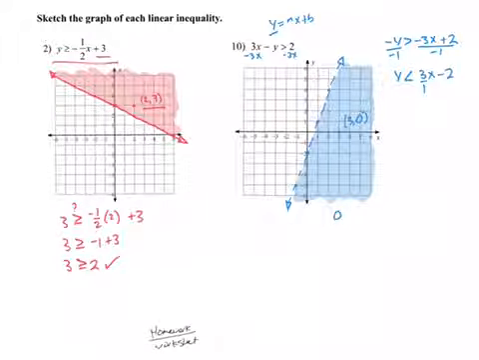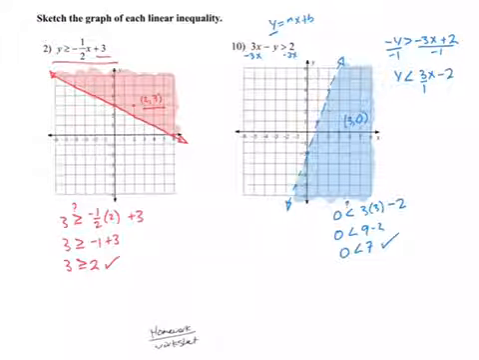So let's see, is 0 really less than 3 times 3 minus 2? Is 0 really less than 9 minus 2? Is 0 less than 7? Well, yes, 0 is less than 7. So just like that point was true, any point in this region will also make that inequality true.